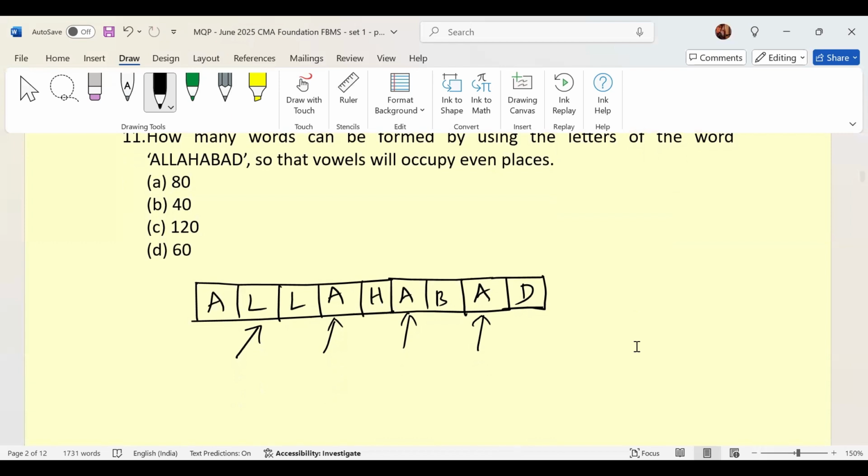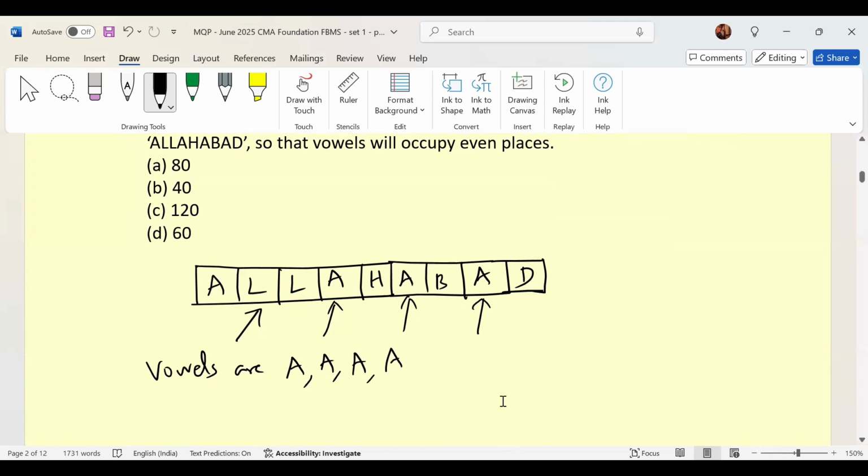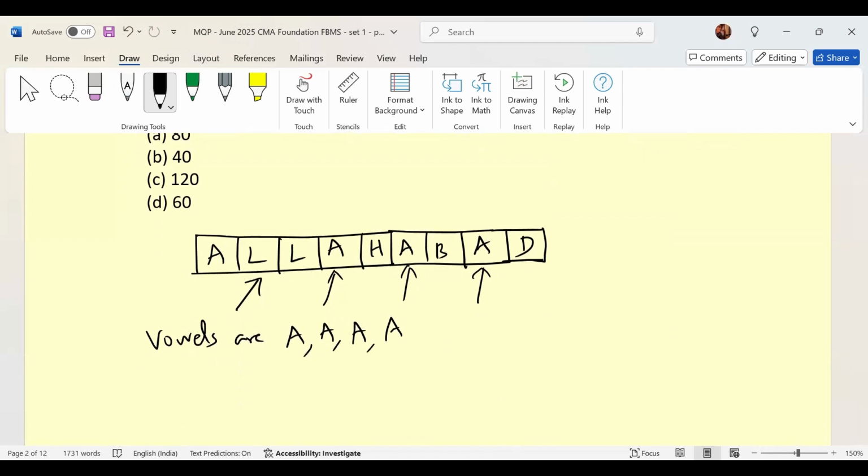And the vowels in this word are A, again A, again A, again A. Means A is getting repeated 4 times. There are no other vowels in this. So, the number of permutations for vowels will be 4 factorial divided by 4 factorial, since it is repeating 4 times. So, you get 1. Only one permutation is possible.